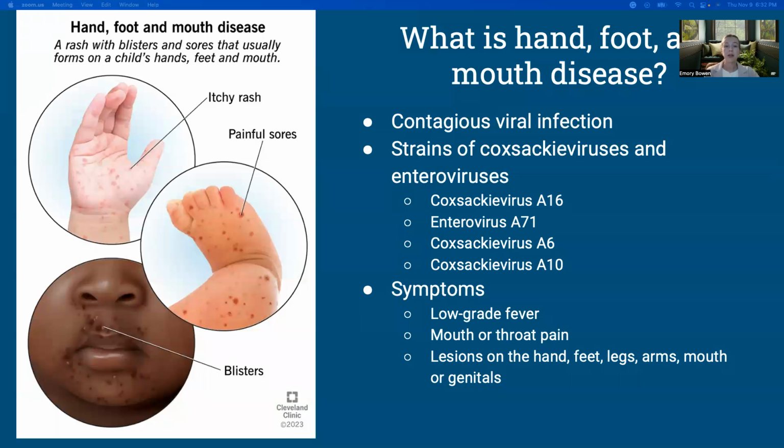Symptoms typically include a low-grade fever, reduced appetite. The most common is mouth or throat pain, and the most distinguishing symptoms are the lesions that come up on the hand, feet, legs, arms, mouth area, or the genital region.